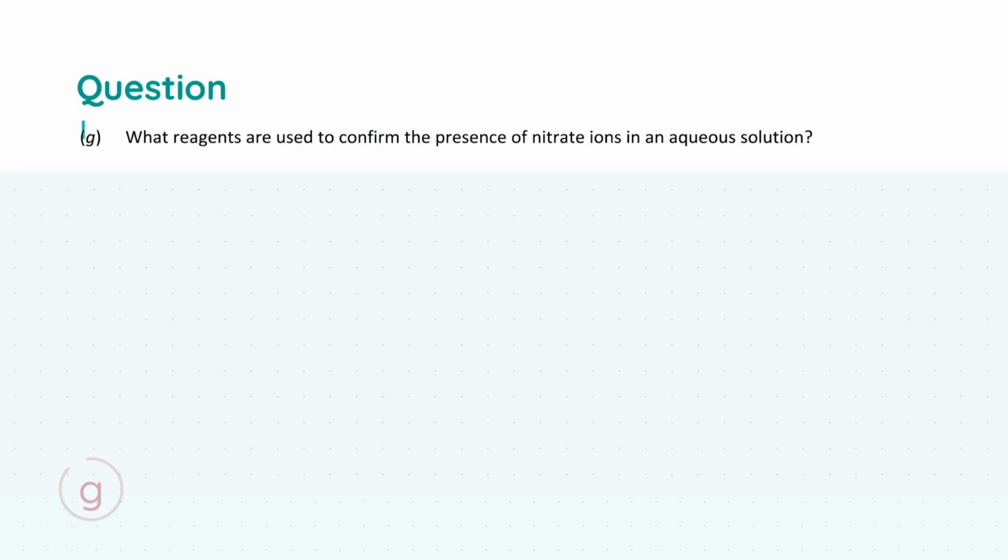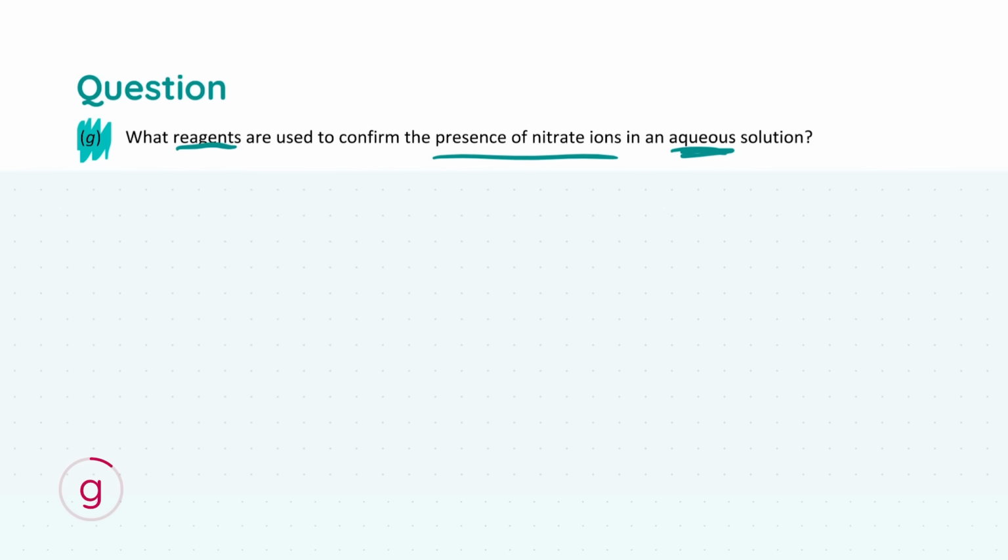Moving on to part G, here we are asked, what reagents are used to confirm the presence of nitrate ions in an aqueous solution? So this is an anion test. There's a lot of different ones, and I think there are a few that produce carbon dioxide, and sulfates and sulfites and all of that stuff. In this case, we're asked about nitrate ions. And unfortunately, this is almost like a mini experiment that you just have to know the reagents that are needed. Let's just get straight into that.